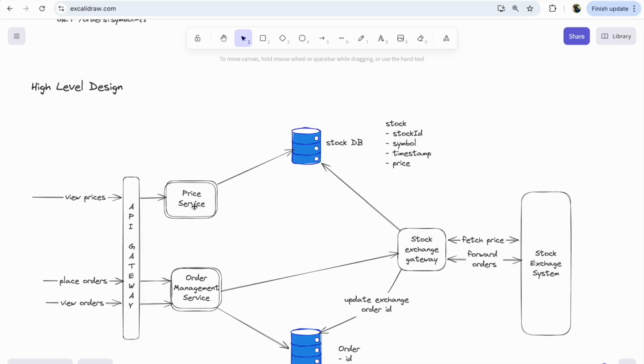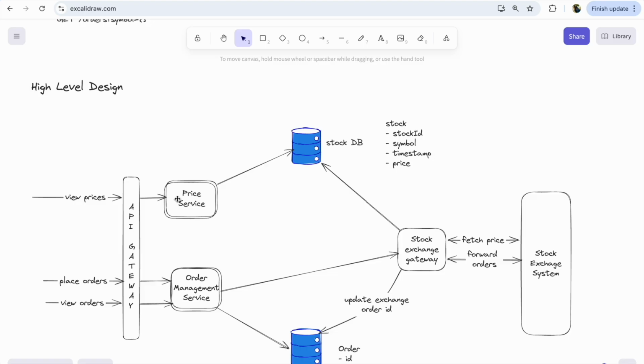We'll go for a microservice-based architecture, so we are having two services. One is the price service and one is the order management service. Price service is responsible for viewing the prices, and order management service, as the name suggests, for placing the order and also for viewing orders. These two services can be scaled separately based on their requirements. We will also have one API gateway, because the API gateway takes care of authentication, authorization, rate limiting, API routing, load balancing, and all these things.